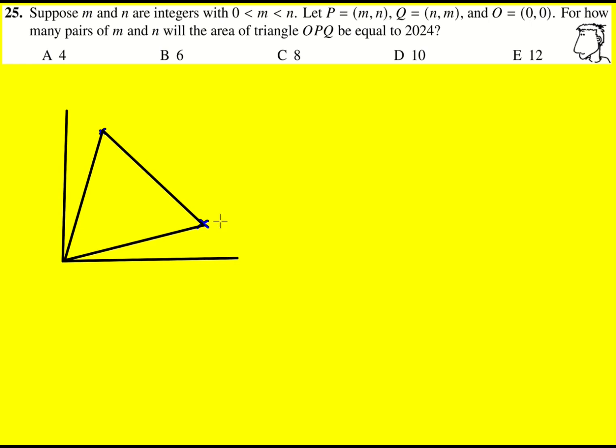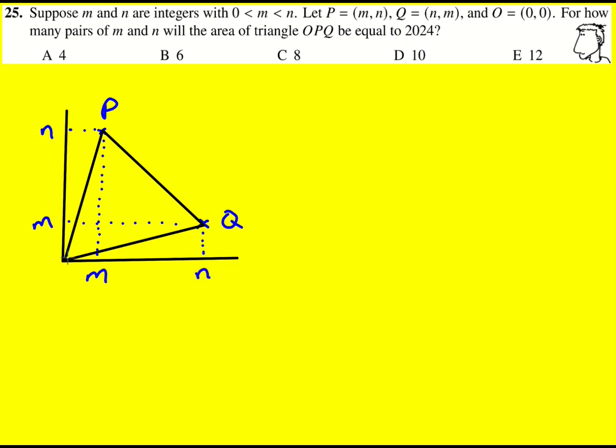I'll label the points: this is n and that is going to be m. That's going to be point Q. And similarly over here, (m, n), and this is point P. So we're asked to find all the possible values that are going to give us a certain area of a triangle, so we need to find the area of the triangle.